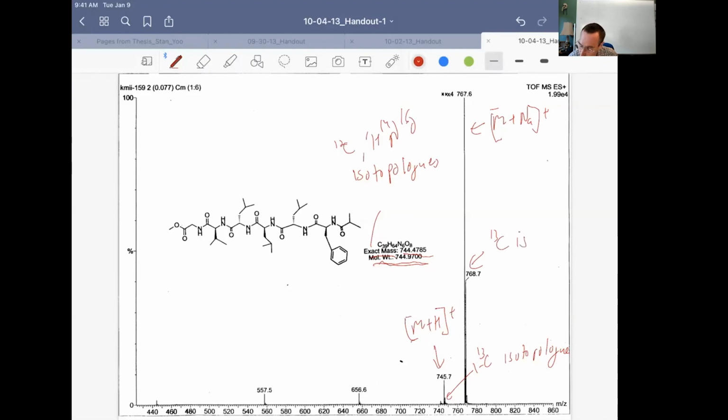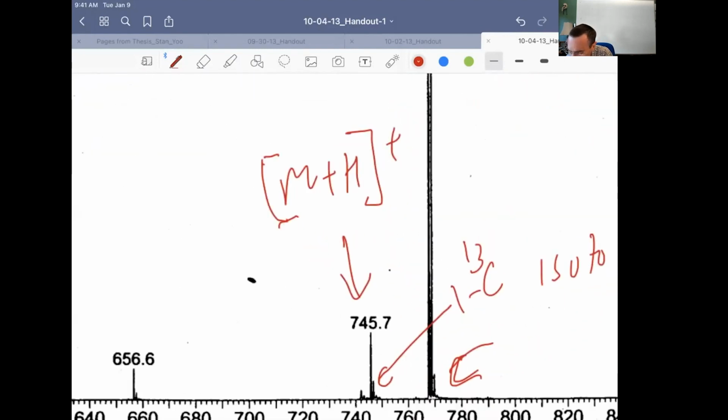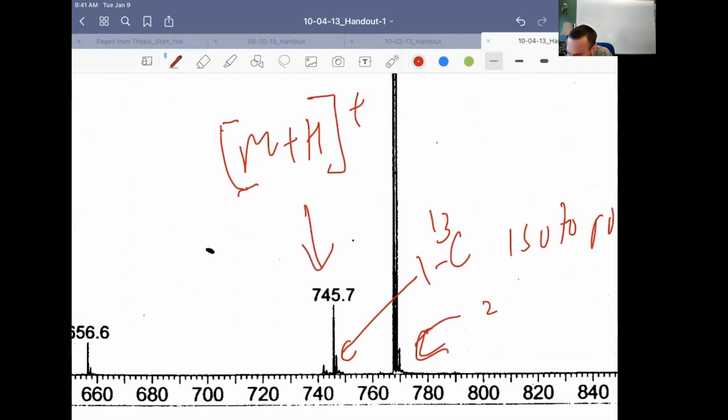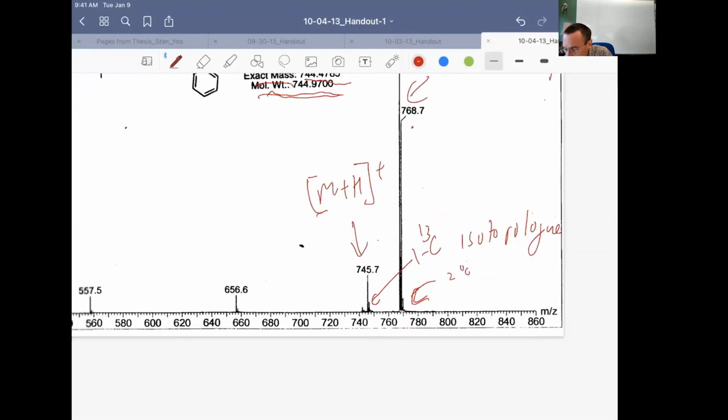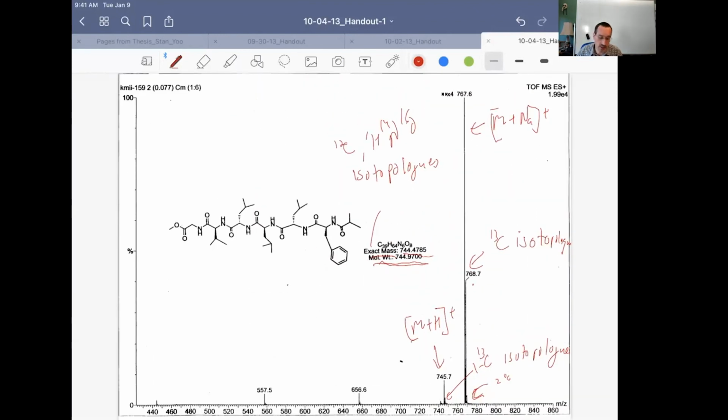But here we have one C13. And if you peek right down here at the bottom, we see one additional peak where we have two C13s on it. So this is a little bit of an introduction to ESI mass spec.